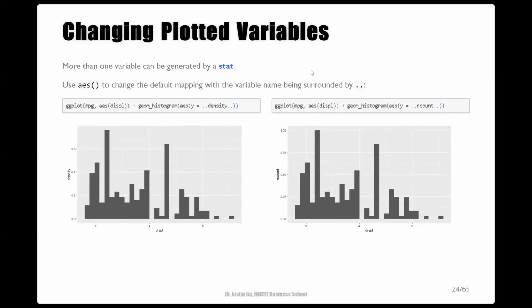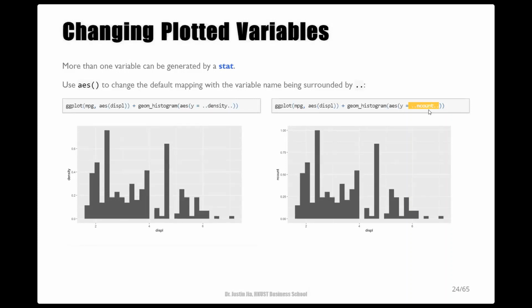Actually, a statistical transformation is able to produce more than one summary quantity. For example, binning used to make histograms can produce the number of observations in each bin and the density of observations in each bin. By default, the histogram geom assigns the height of the bars to the number of observations. But we can also assign the height of the bars to other summary quantities like the density and normalized count, as shown by these two examples.